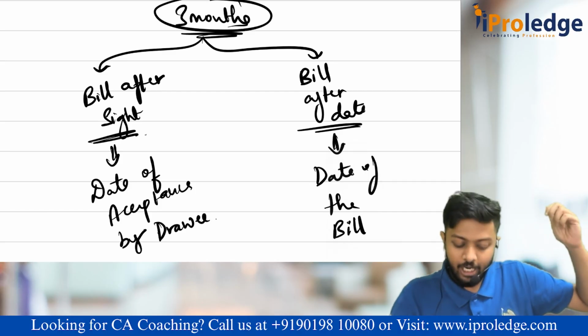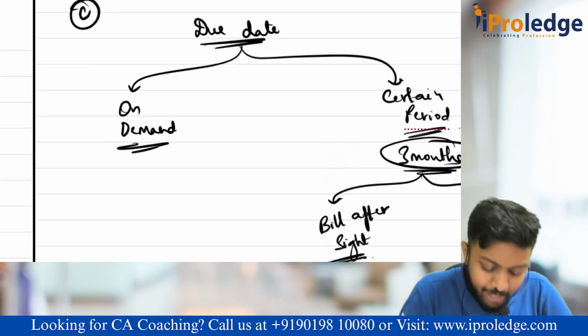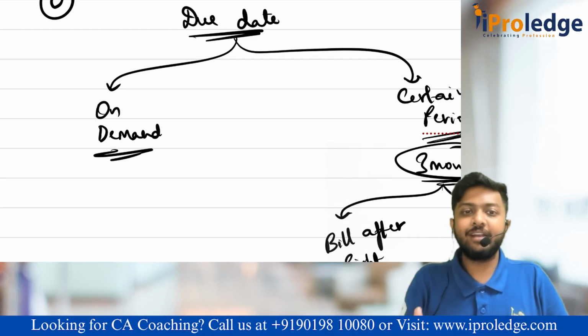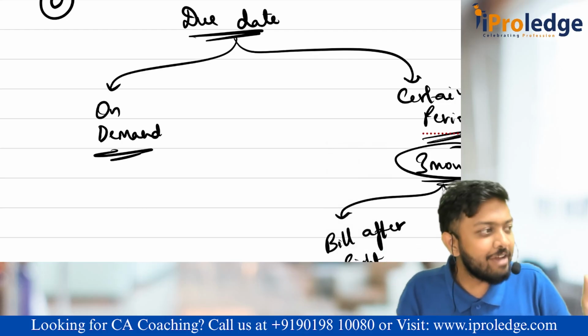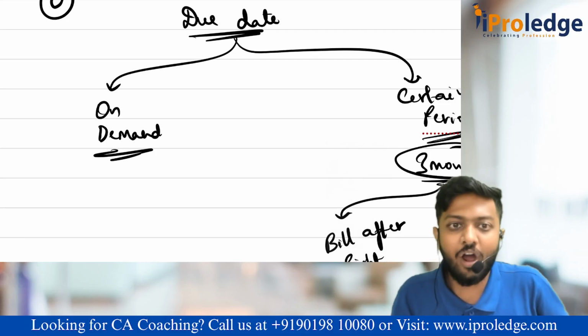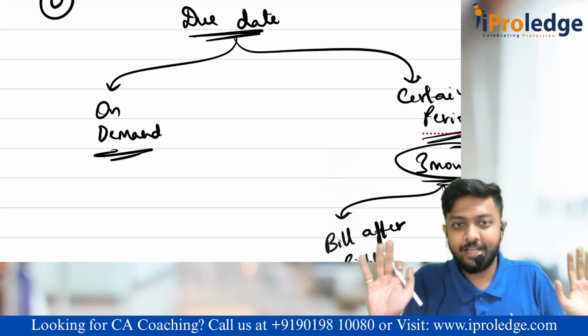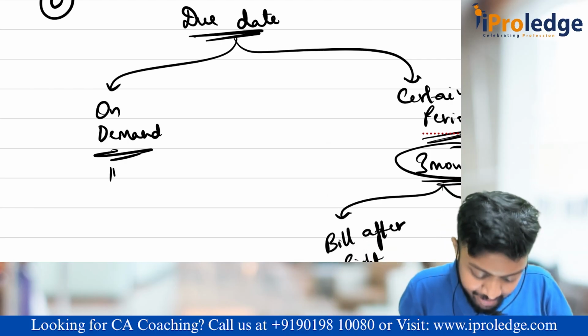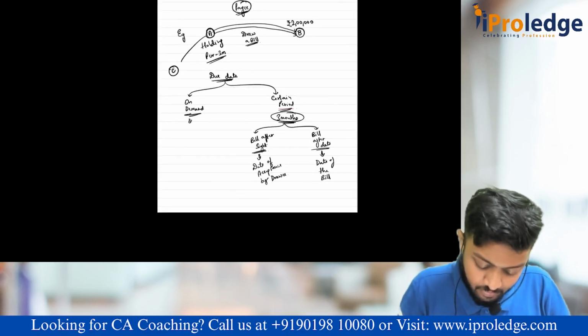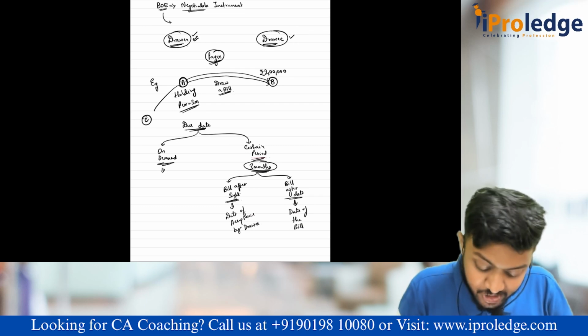Clear? Done. However, if it is bill on demand, why due date? Why due date for bill on demand? Because whenever the drawer demands, the drawee is supposed to pay. So no due date. Whenever demanded, please give it. What else do you have to understand?